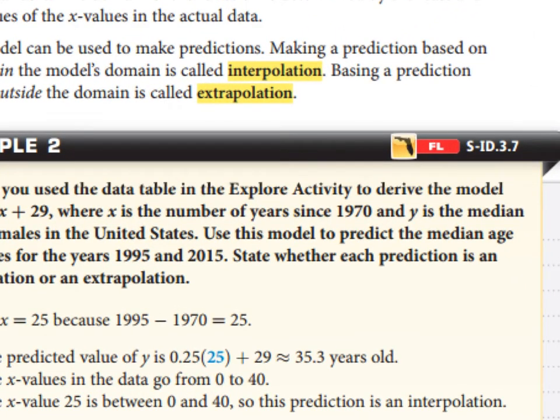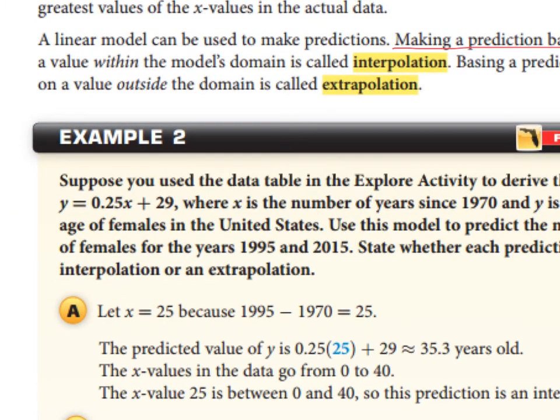The first type is what we call interpolation, which means you're making a prediction based on a value within the model's domain, which is why the word inter here. So with our column, we had between 0 years since 1970 and 40 years after 1970. So any x value that's between 0 and 40 would be within that domain. So we would call it interpolation.